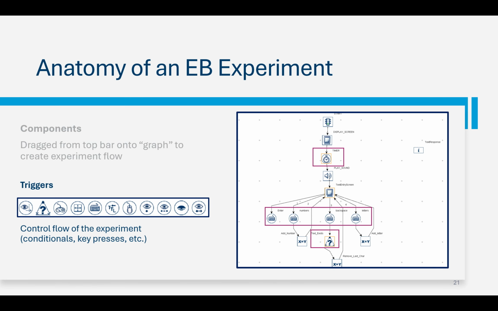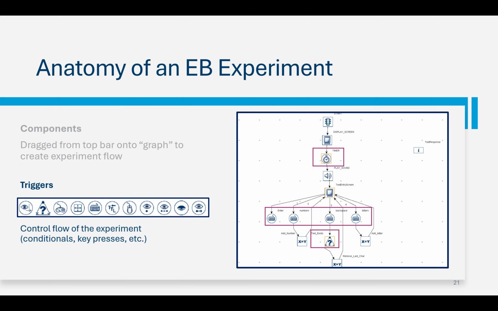But anything outside the basic flow of component arrow is going to be defined using a trigger. So a lot of times you need to wait for time to have passed before something happens. You need to wait for a participant to do something or look somewhere. Or you want to do different things depending on the value of a variable, right? So all of those different examples of situations are times when you would need to use a trigger to change the flow of the experiment. So I've highlighted those here.